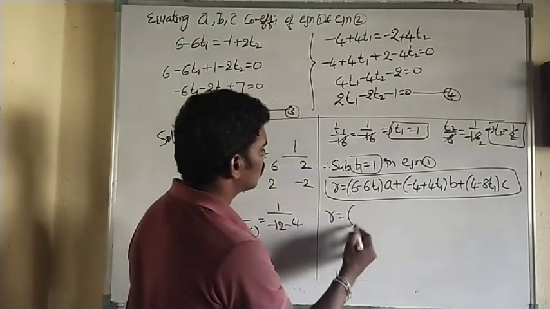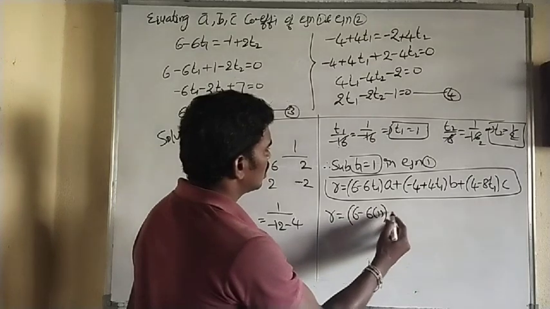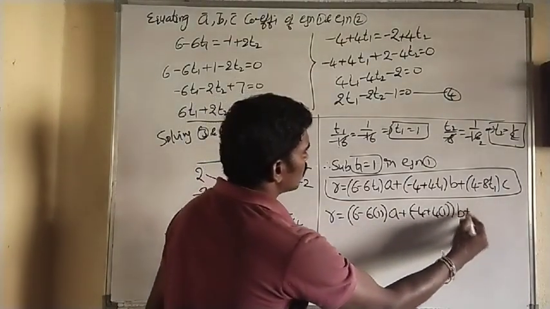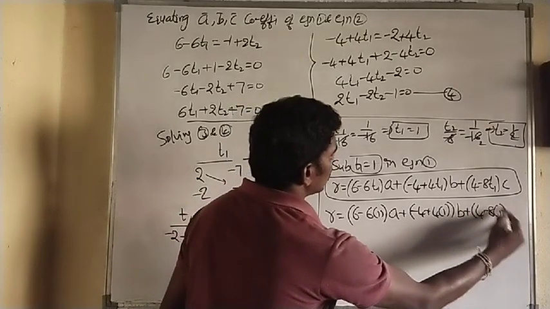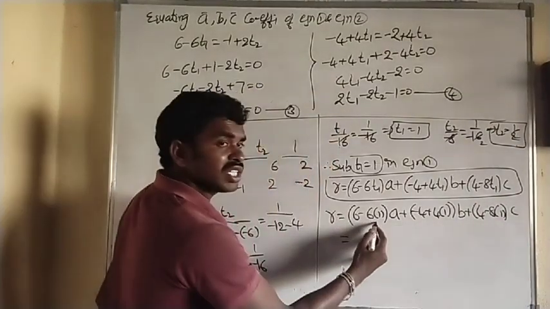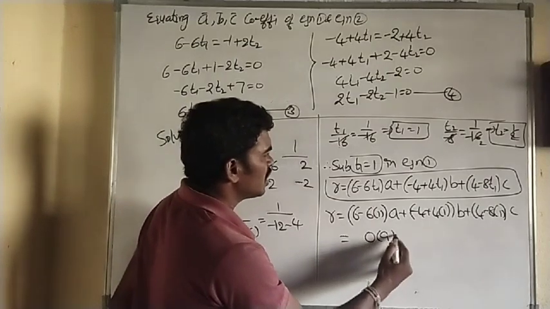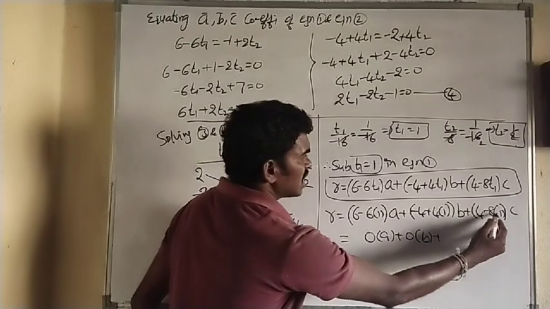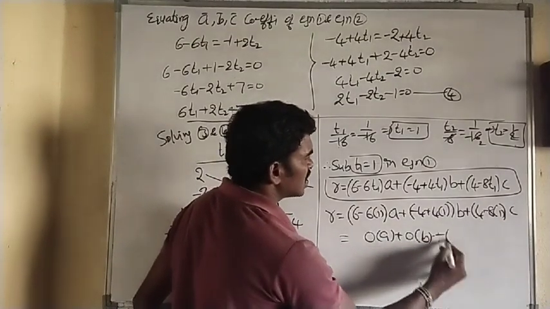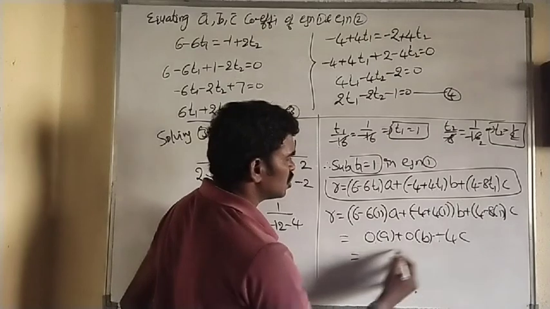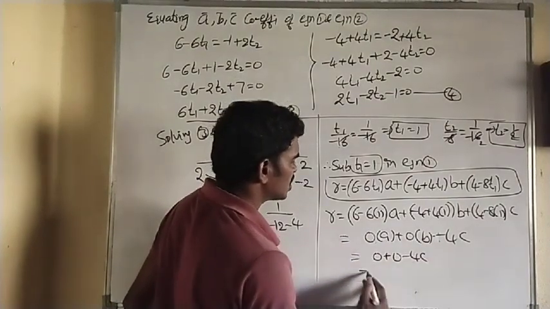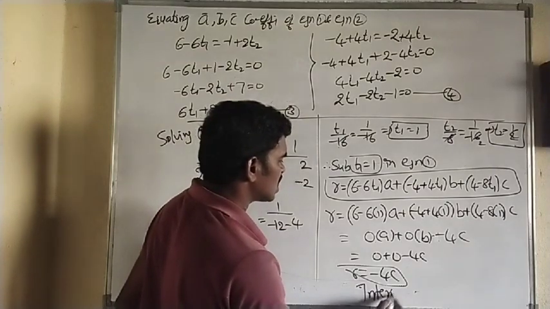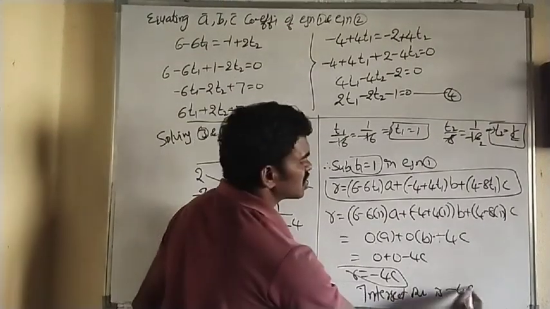Then r equals (6 minus 6 into 1) a plus (minus 4 plus 4 into 1) b plus (4 minus 8 into 1) c. 6 minus 6 is 0, so 0 into a. Minus 4 plus 4 is 0, so 0 into b. 4 minus 8 is minus 4, so minus 4 into c. So 0 plus 0 minus 4c, which is minus 4c. Therefore, finally the answer is that the intersect point is minus 4c.